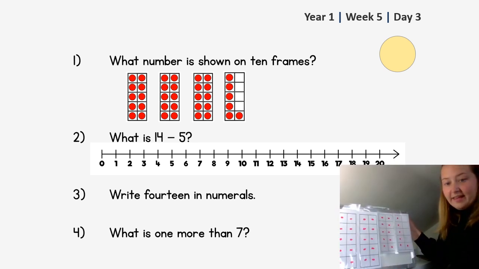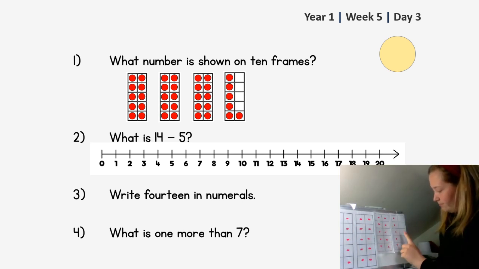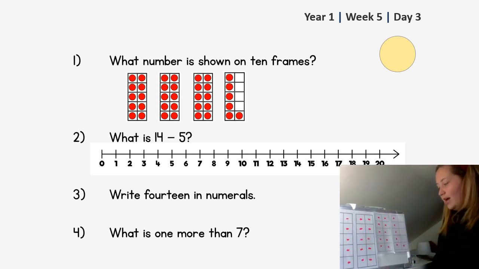Okay, so here is the first question. And it says, what number is shown on the 10 frames? Right, so the first thing we need to work out is how many 10 frames do we have? How many 10 frames do I have? 4. Now, how many complete 10 frames do I have? 1, 2, 3. They're not complete. If I have 3 full 10 frames, how many red counters do I have? 10, 20, 30.